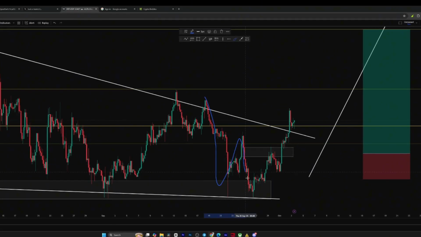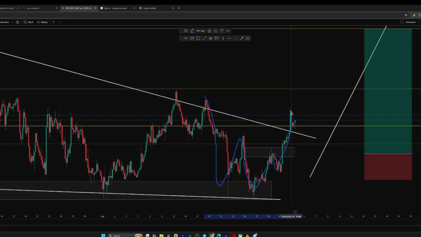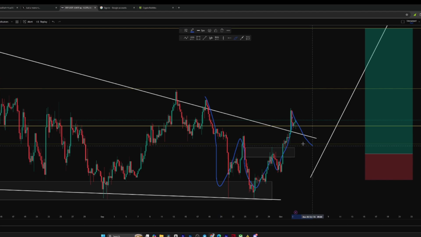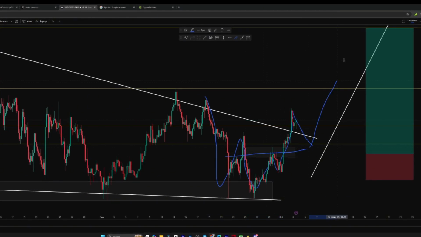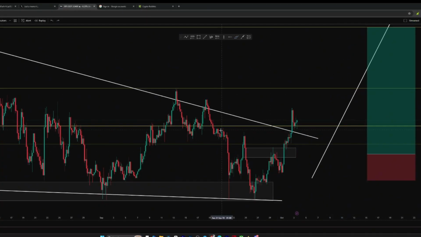We're looking at an inverse head and shoulders. And what comes next after head and shoulders? Obviously a retest of that neckline point before we see a bullish continuation. Now one thing you should have at the back of your head is that it's not always picture perfect.